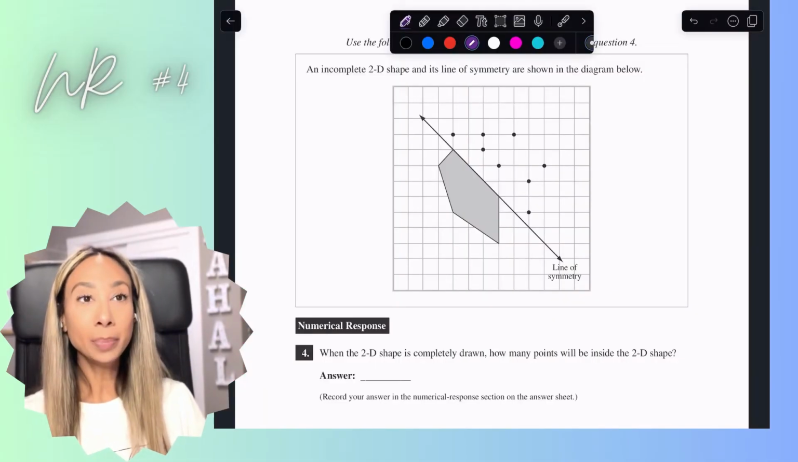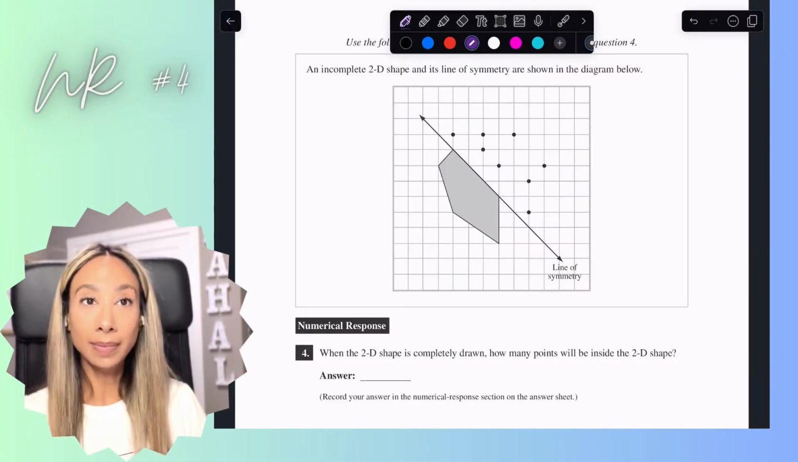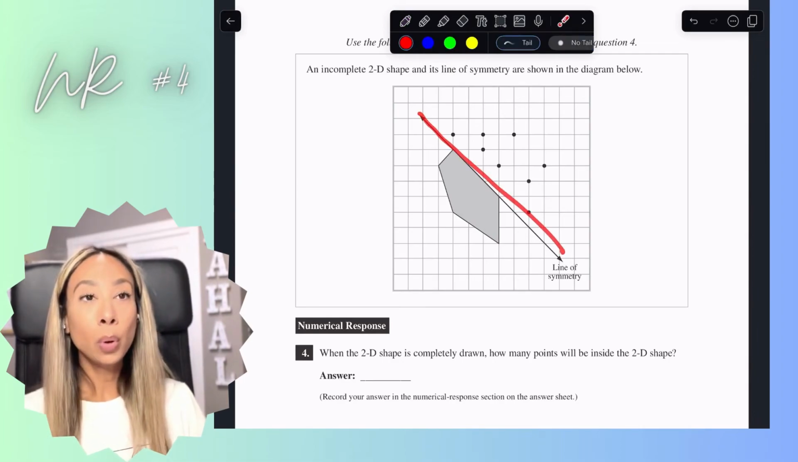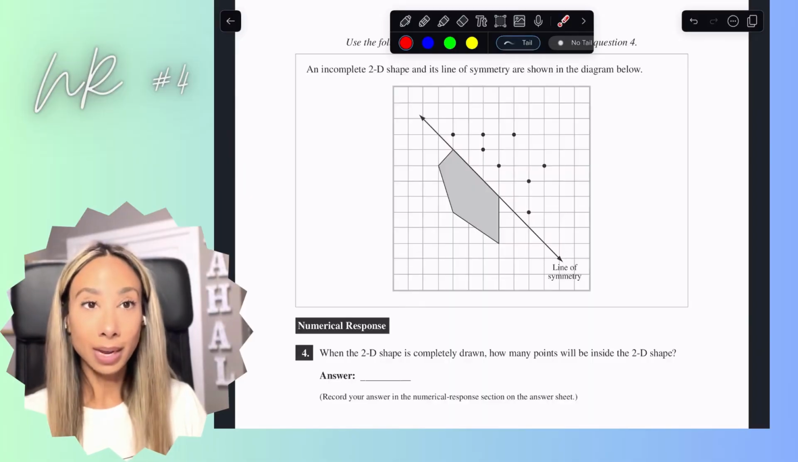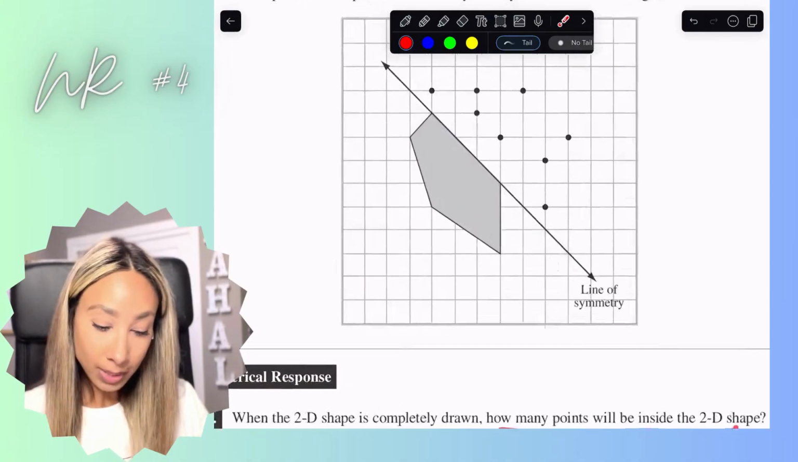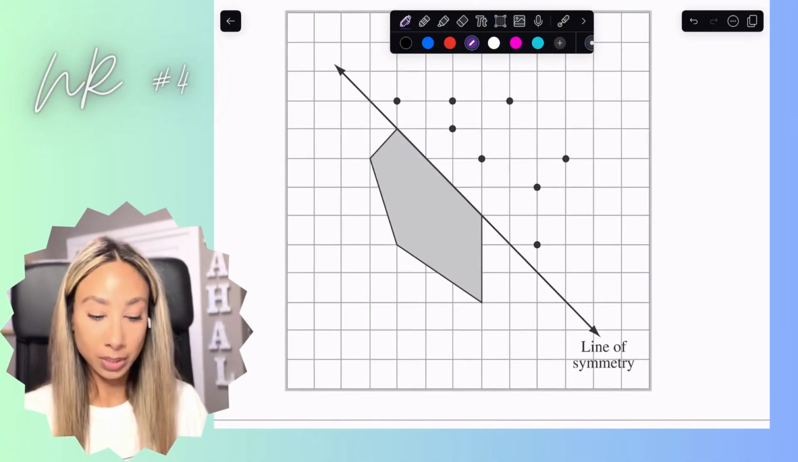Okay, numerical response number 4 here. We have an incomplete shape, and it's got a line of symmetry shown below. So right here, that's our line of symmetry. What we want to know is, if we were to complete the diagram, how many dots would be inside the shape. So this one's kind of a nice one. We get a little bit of a break from some of those calculations.